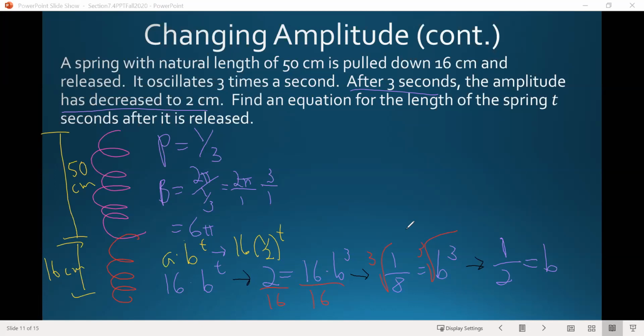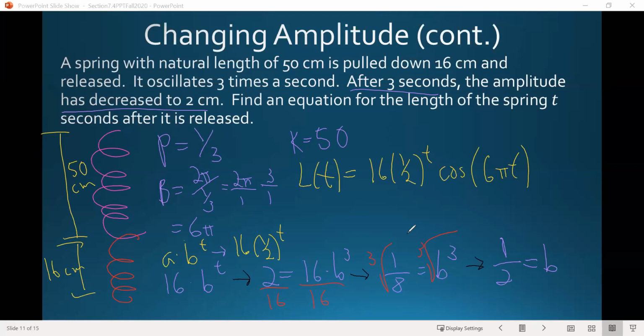The other thing we need is the value for k. For our midline, which, as we talked about in the last problem, is the natural length of the spring, so the 50 centimeters. And again, we're starting with the spring elongated. So we're starting off the midline, or off the natural length. And again, we're starting above it this time, so it's going to be positive cosine. So our function should look like 16 times 1/2 to the t times cosine of 6 pi t plus 50. There's our equation.